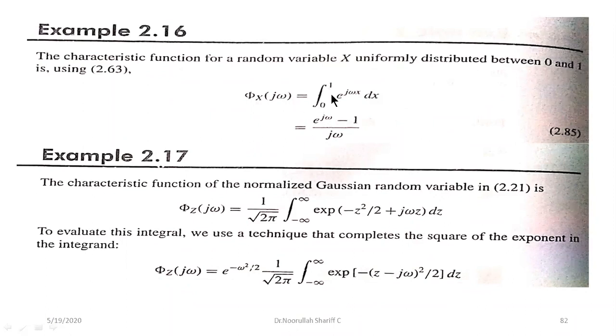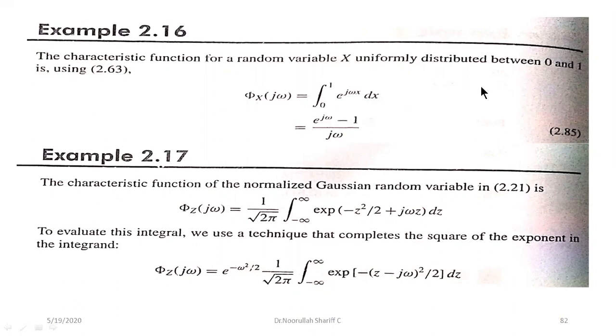for f x of x, and we have e to the power of j omega x. If you integrate this, you'll get e to the power of j omega x by j omega, with limits 0 to 1. If you substitute 1, you'll get e to the power of j omega. If you substitute 0, e to the power of 0 will give me 1. So thus you'll get this function. If you want, we can simplify it much more by taking out e to the power of j omega by 2.